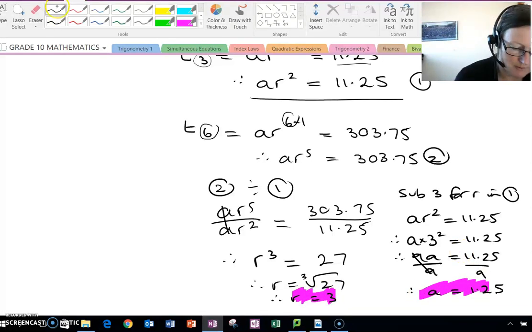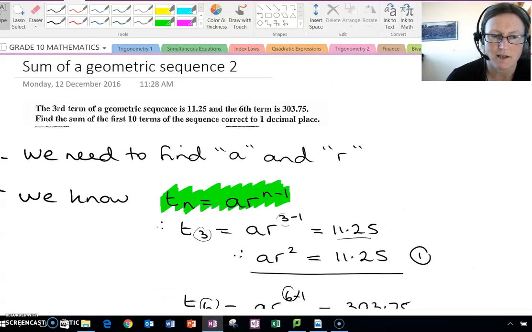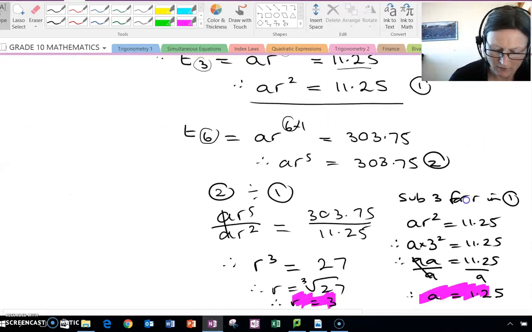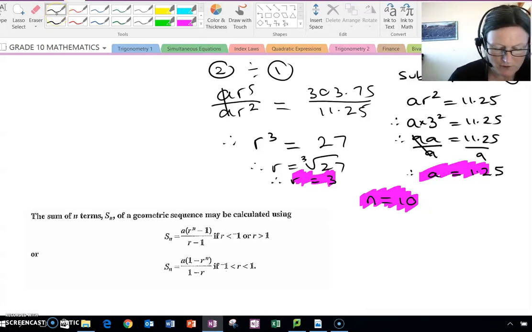So what does that mean? Let's go back to the question. It wants to find the sum of the first 10 terms. So in other words, N is 10. So I'll add that down here. N is equal to 10. I now have enough information to use my formula, my rule, for finding the sum of a geometric sequence. Now, R is 3. My common ratio is 3. So I am going to use this rule again, because I use this rule if R is greater than 1.